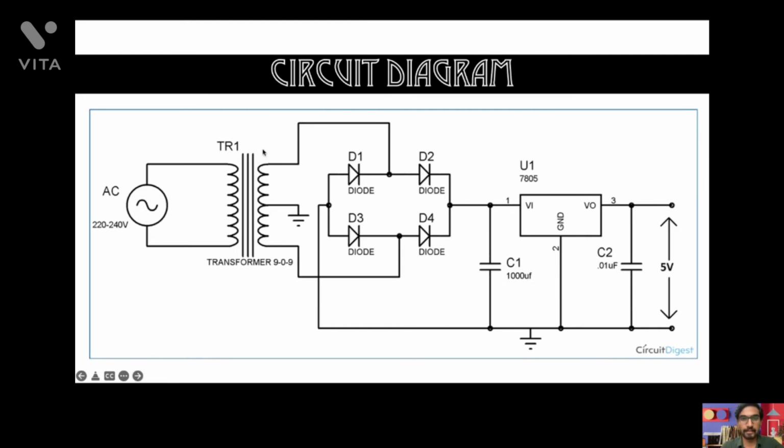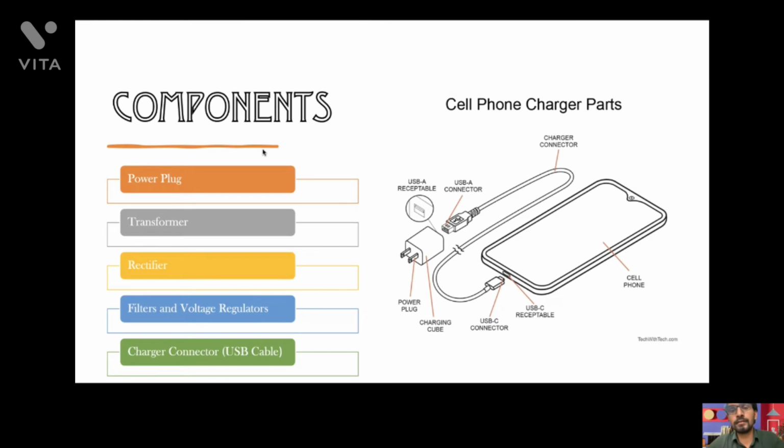So let's start. First, the cell charger is basically divided into five components. The first is the power plug, second is the transformer, third is the rectifier, fourth is filters and voltage regulators, fifth is the charger connector USB cable. So let's learn these components one by one to understand the working of a cell phone charger.